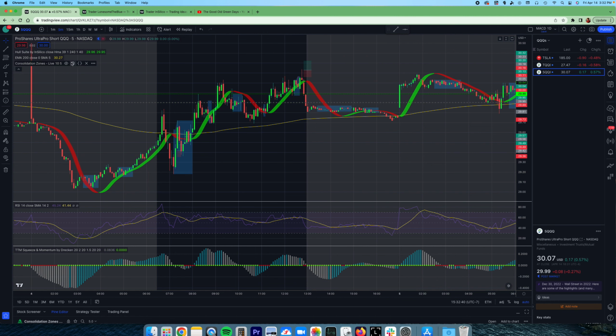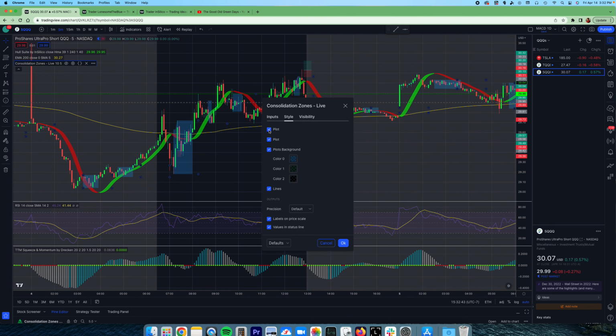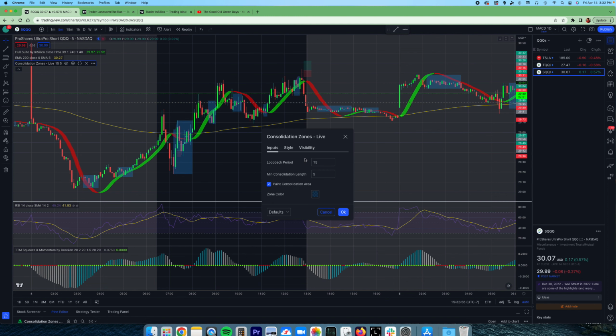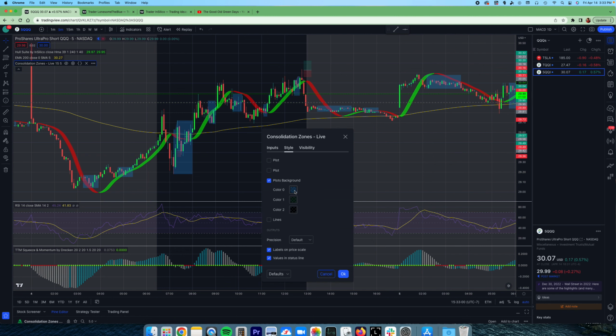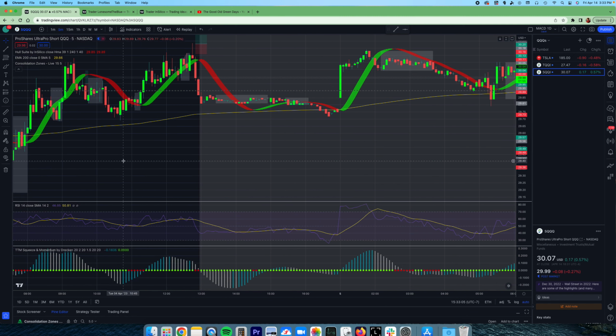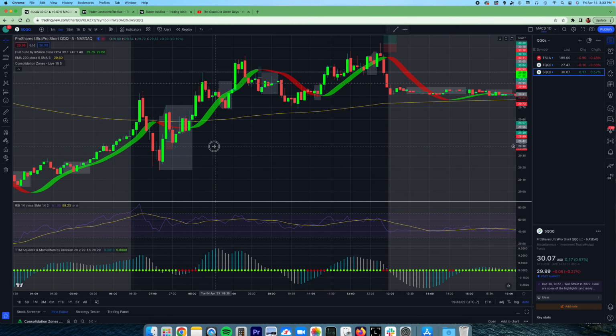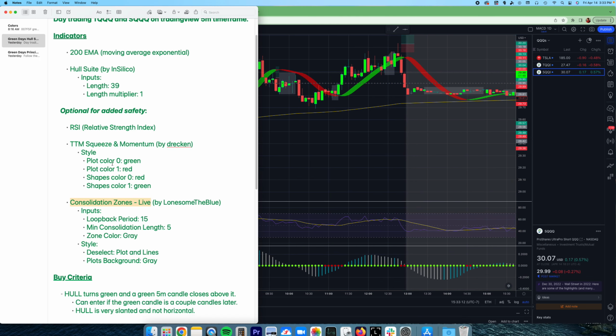And I change the settings of this a bit. So I get rid of the plot, get rid of the lines. I make the color gray. And under inputs, I do 15. And sorry, one more thing. Under style, just make sure that's gray. Okay, so I basically just don't enter a trade when you're in the gray over here. And that saves you a lot of false signals.